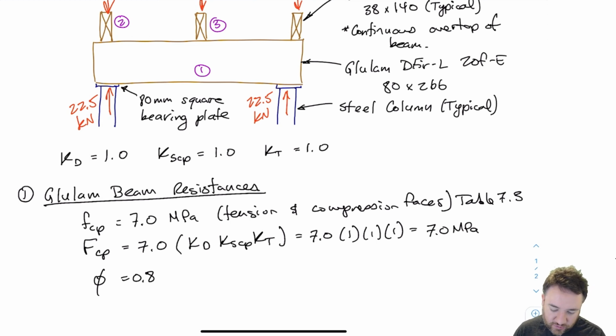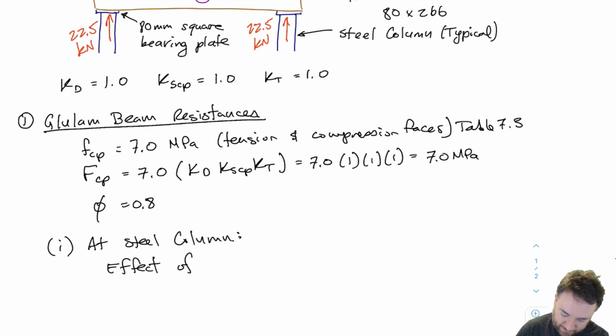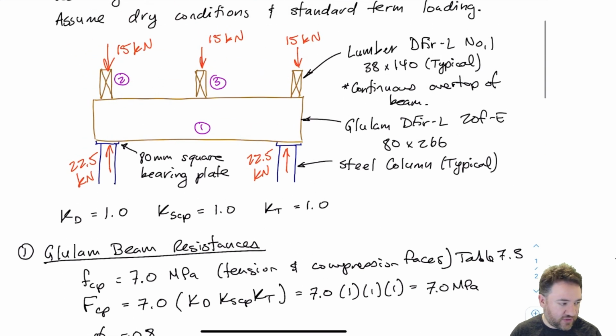Okay, so we're going to go over these one by one. I'm going to start with the steel column bearing resistance. So I'm going to call that I. Okay, and we're going to start with the effective all applied load check. So this is the local bearing check for loads that are only depressing a certain percentage of the depth of the member, as we discussed in the previous video.